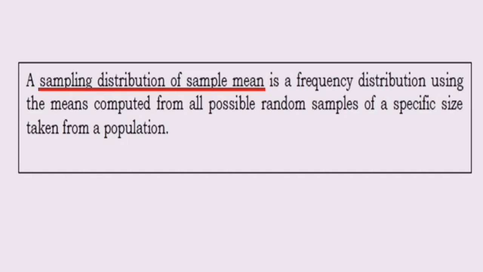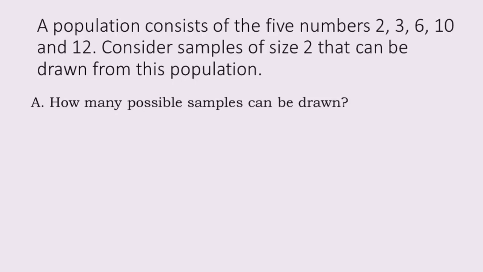A sampling distribution of sample mean is a frequency distribution using the means computed from all the possible random samples of a specific size taken from a population. For example, a population consists of the 5 numbers 2, 3, 6, 10, and 12. Consider samples of size 2 that can be drawn from this population. Letter A. How many possible samples can be drawn?